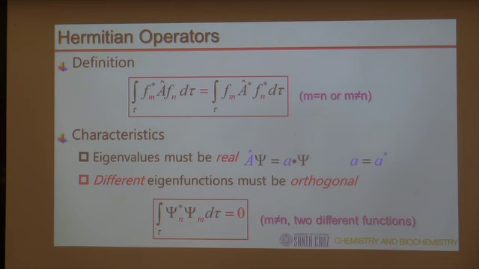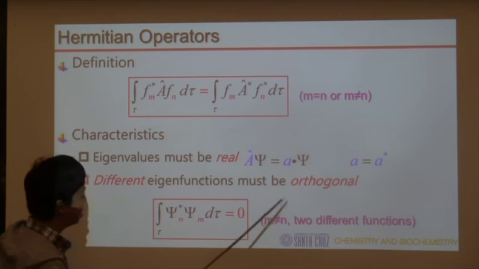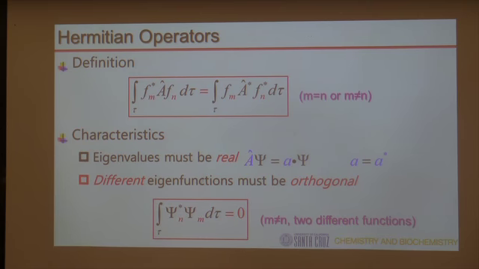Similar expression as normalization, but the difference is that the subscripts will be different. One is m and another is n. So in this case, m is not equal to n. If m and n are not the same, and you prove that the integral equals 0, then it simply means the two different wave functions are orthogonal.